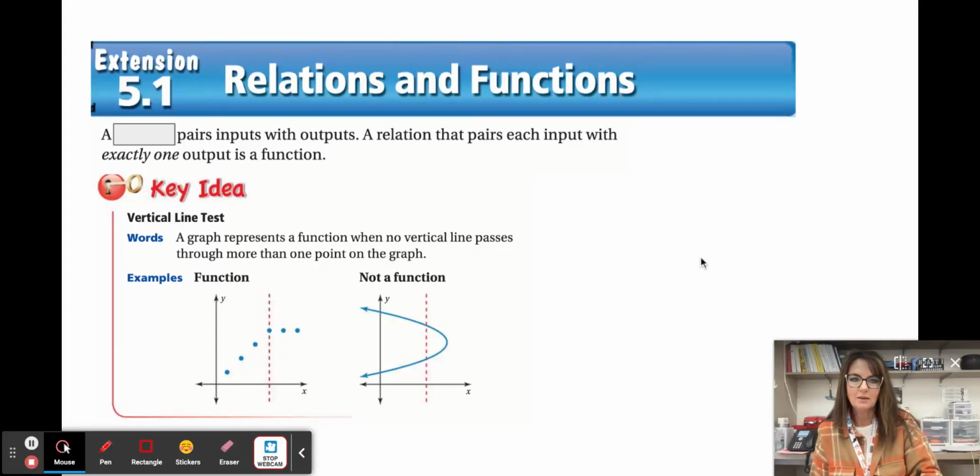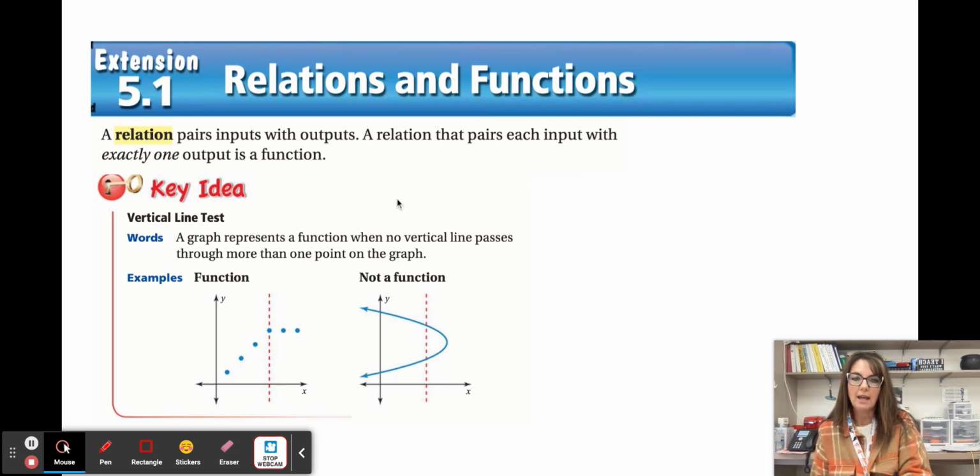All right, here we go. Extension 5.1 in relations and functions. So, a relation will pair inputs with outputs. A relation that pairs each input with exactly one output is a function.